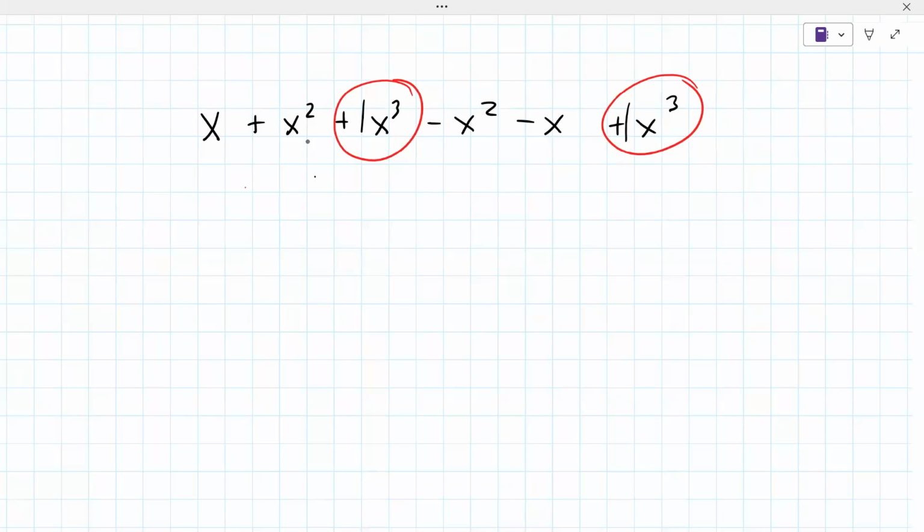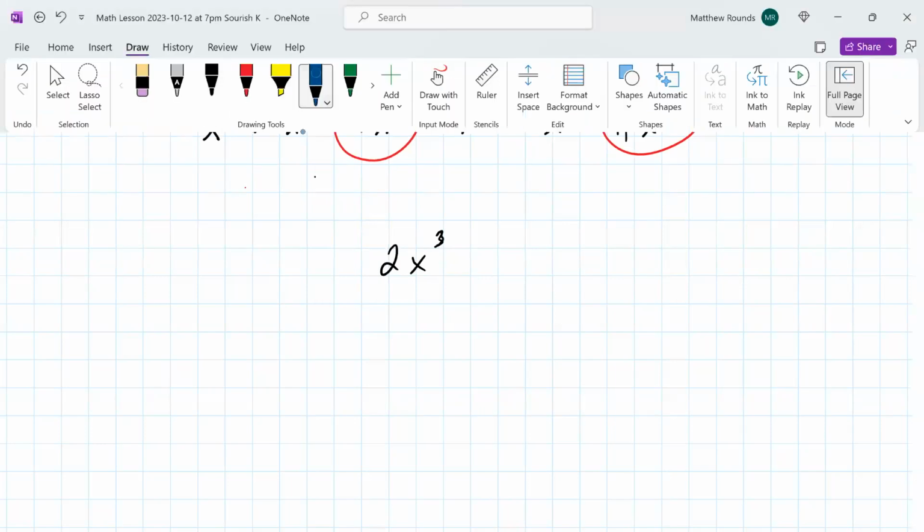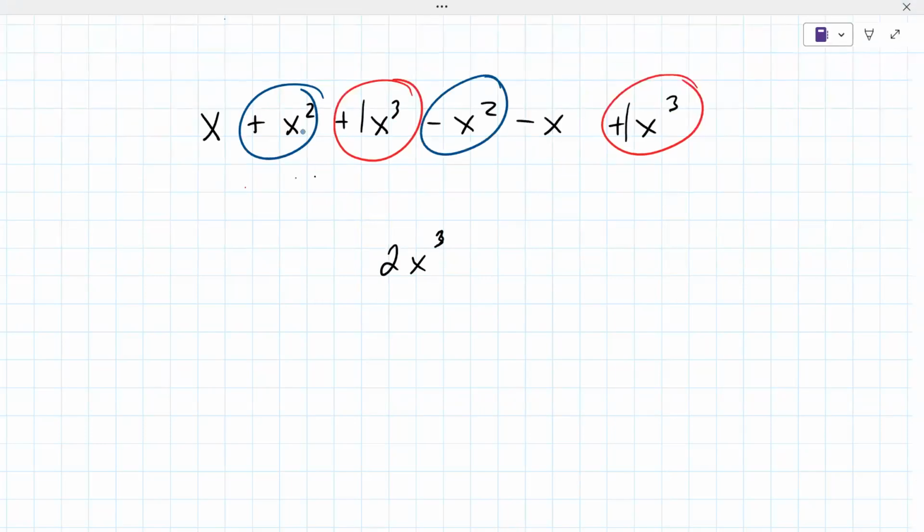That's going to be 1x3 and not 6. You're not adding the exponents. Do not add the exponents. So it's 2x3. Yes, 2x3. Anything else? x2 and another x2. There's plus x2 and minus x2. So what does that become?